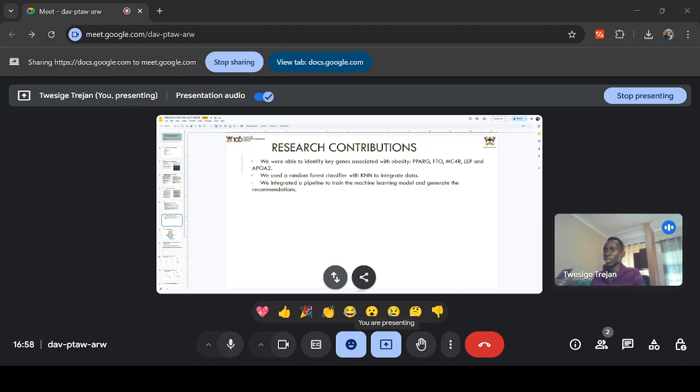So then, the research contributions: we're able to find those different genes. And then we use the random forest classifier with KNN to integrate them to actually implement the model. And then we also use some pipelining because we have two different data sets that are being handled not at the same time, or not in the same exact way.